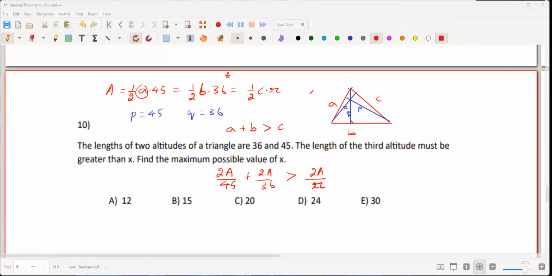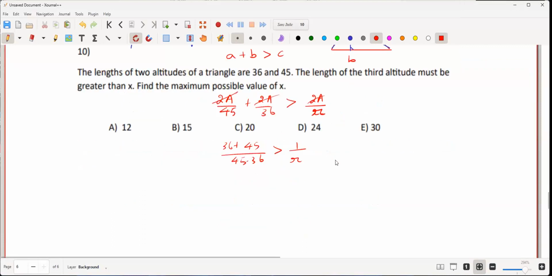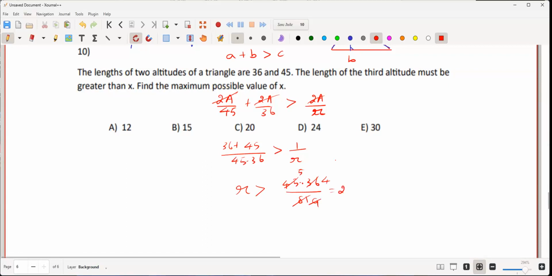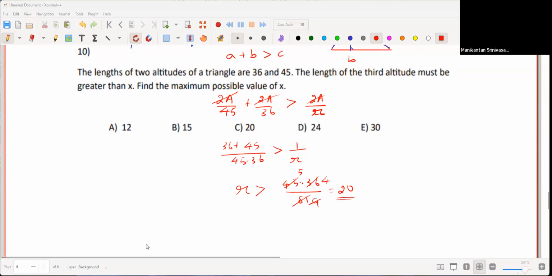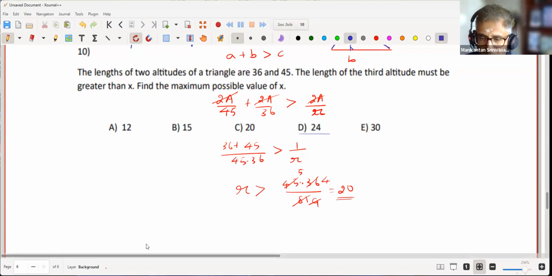This gives us a relation between R and the given altitudes. The 2A can get cancelled, so I can write (36 plus 45) upon (45 into 36) is greater than 1 over R. I can cross multiply. Everything is a positive quantity, so there's no change in sign. So R is greater than 45 into 36 by (45 plus 36), which is 81. So 9 9s are, 9 4s are, 5s are, so it's 20. Yes, so you are right. R is greater than 20. The third altitude is greater than 20. Does it make sense? Aditya, you got 24. Can you explain what you did, or maybe find your mistake?